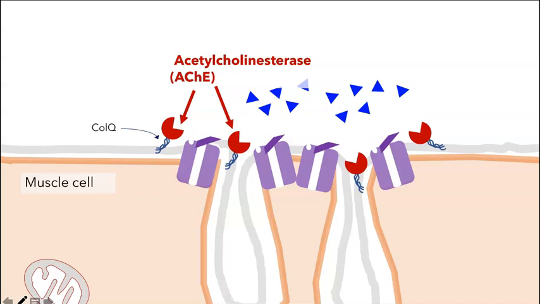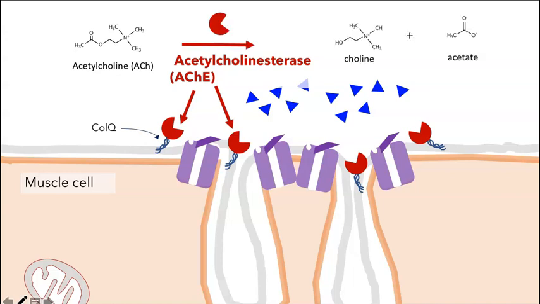It's in the extracellular space, but it's linked to the basal membrane using a helper protein, ColQ. And what acetylcholinesterase will do then is it will grab some of the acetylcholine molecules and then break them down into two subunits, choline and acetate.